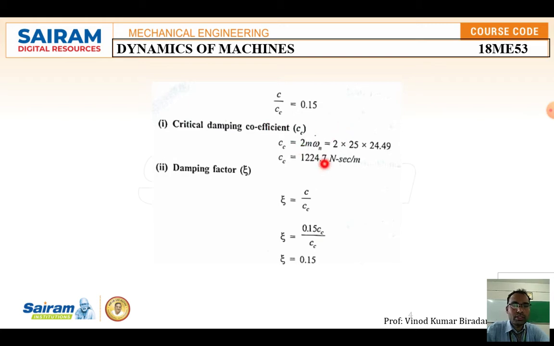So you have to remember this formula, or one more formula is there for Cc, that is 2 square root of mk. Okay, that also you can use here.